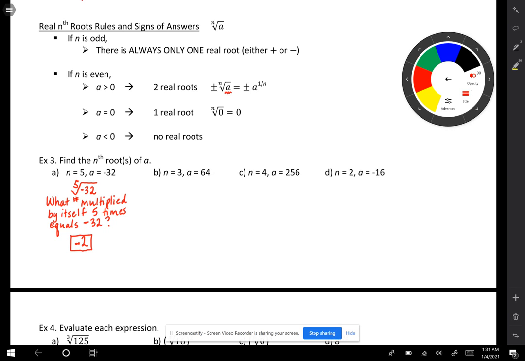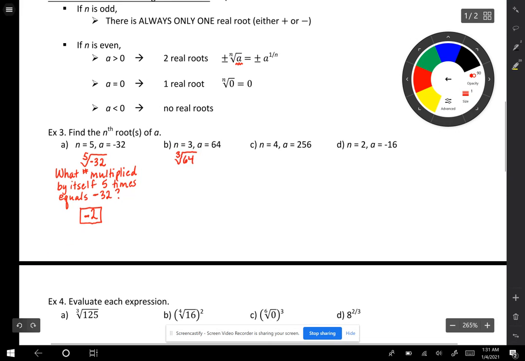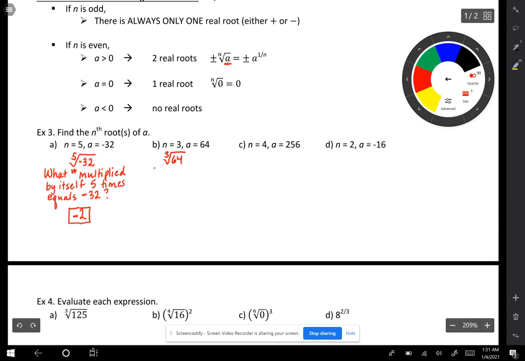Okay, for the next one, your index is 3. A is an even number. Well, but since n is odd, there's only going to be one answer. So what number multiplied by itself 3 times equals 64? And the answer is 4. 4 times 4 times 4. Okay, the next one.